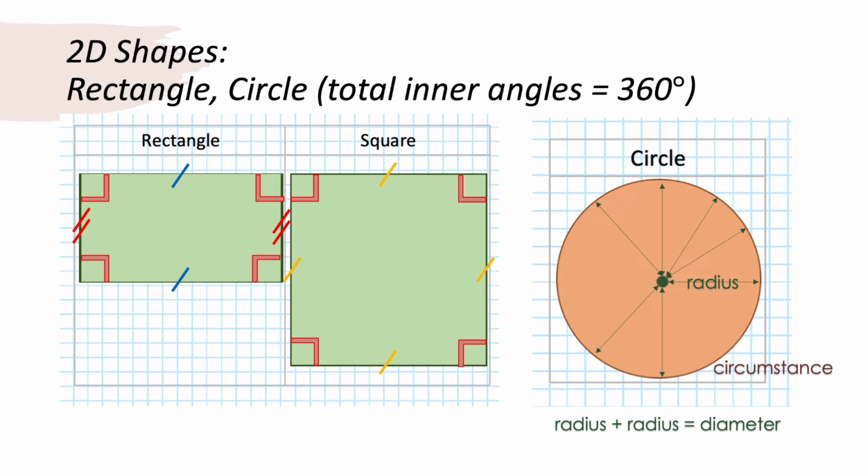Next shape is a circle. I would like to explain its property and definition someday in the future lesson. But for now, let's just review some terminologies. For this lesson, you need to know what is diameter and what is radius.